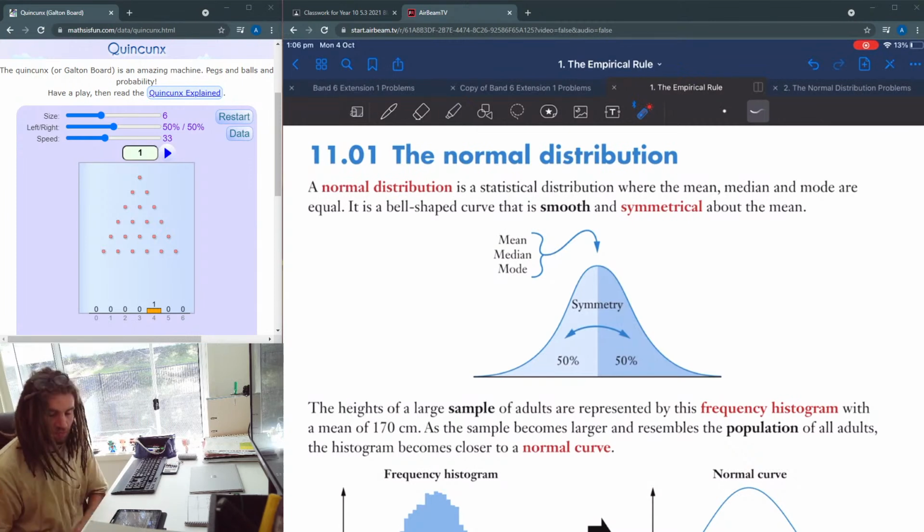Now, you might think that's kind of unrealistic. What kind of set of data is going to be perfectly symmetrical? Well, okay, that's a fair point.